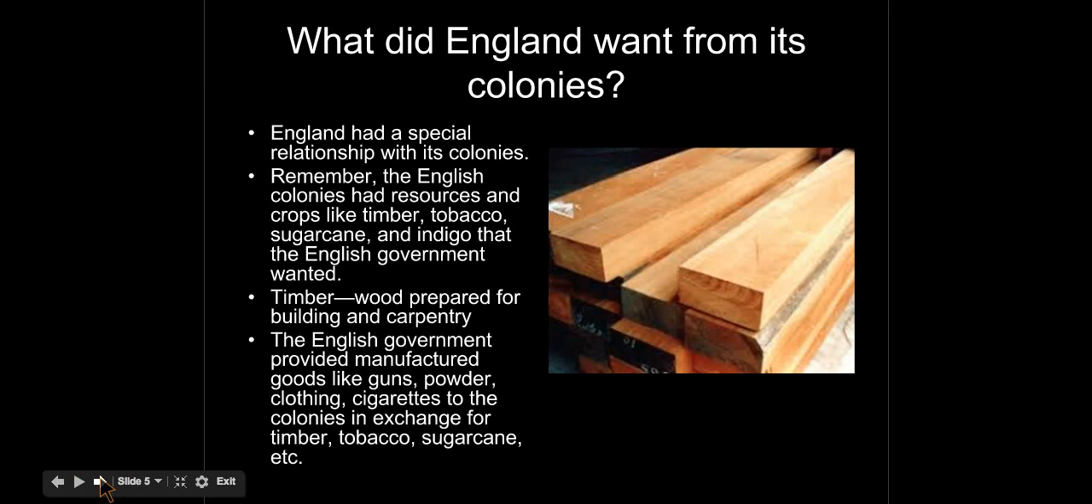Alright, of course, England had reasons for wanting to establish its claim in North America through colonies. They wanted to make money. The colonies were essentially there to make England a lot of money, and they had a very special relationship with its colonies. Now, remember, the English colonies had resources and crops like timber, tobacco, sugarcane, and indigo. The colonies would grow those things and then send them to England.